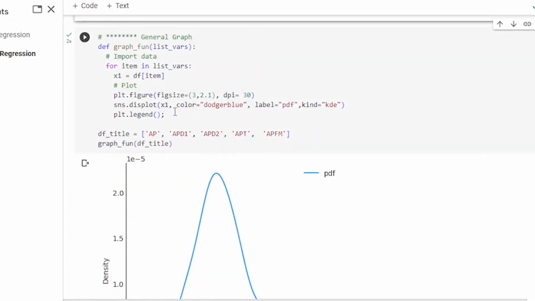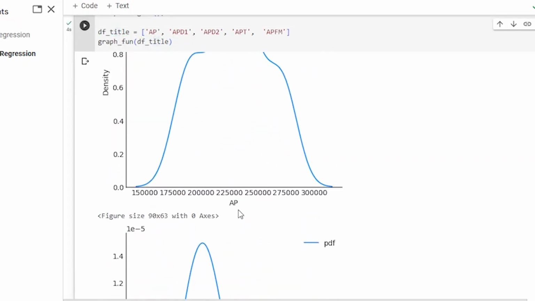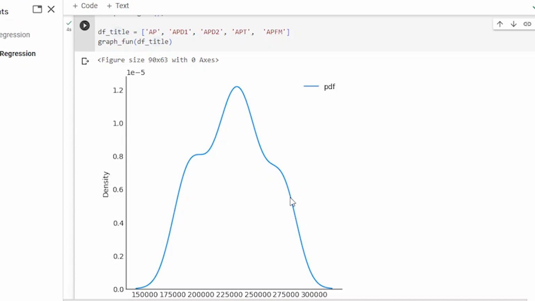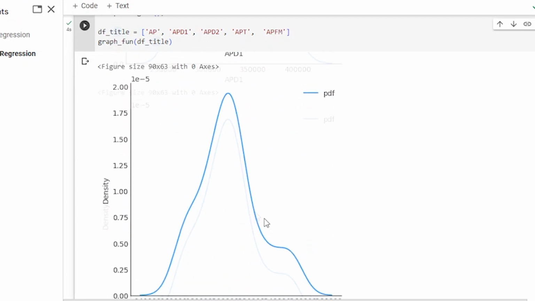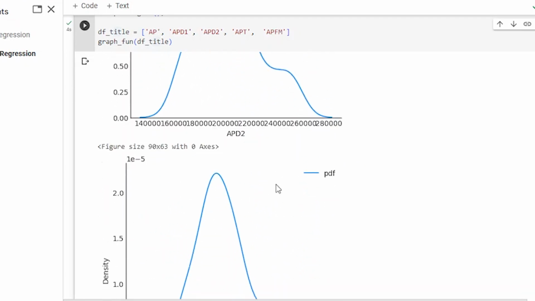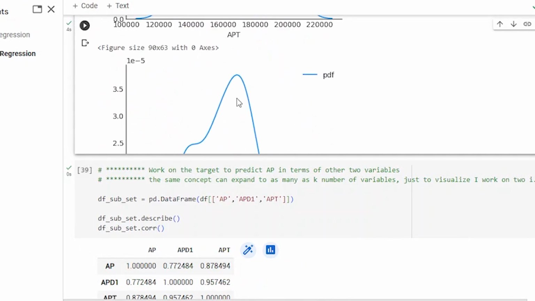I have decided to graph a descriptive analysis of the model, as you can see here, with all the variables. The AP variable seems to be normal at some point, although there is some squeezing, kind of maybe a gamma distribution at some points. And we get the APD. Well, APD is not bad. APD2 as well. Most of the variables seem to have some kind of normality.